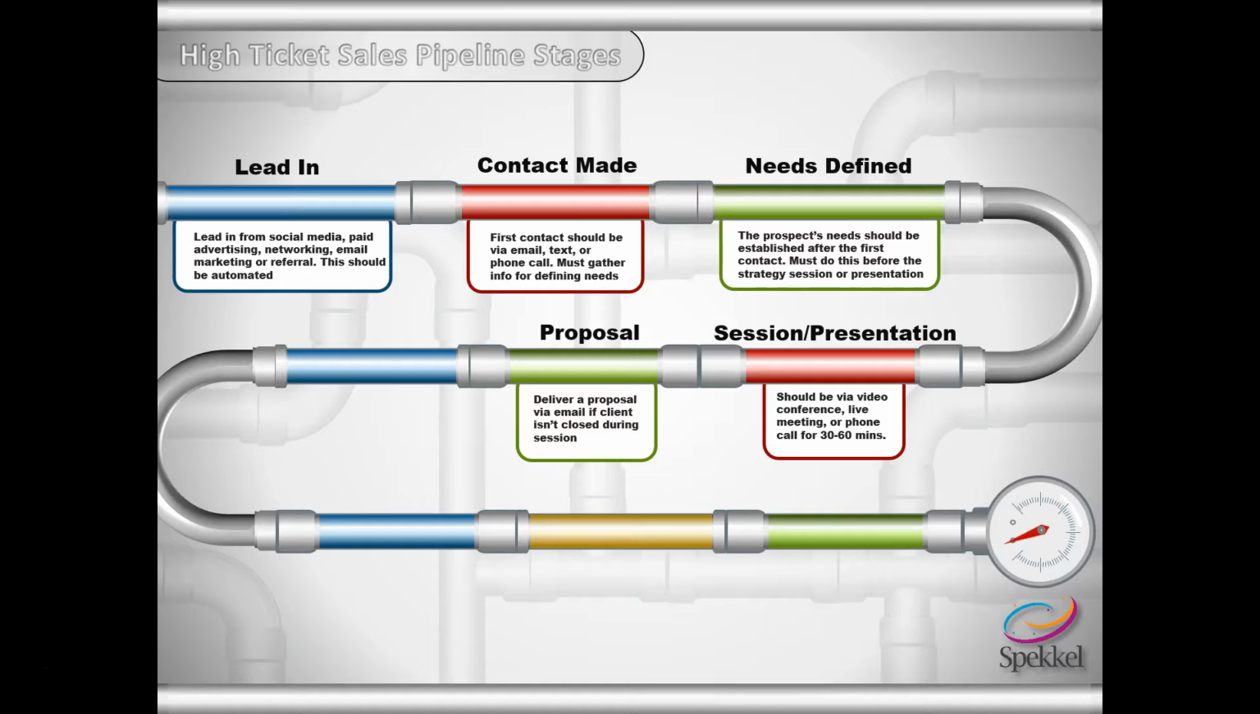Now, if you're in that strategy session, you do a presentation, you get to the end and they say, okay, I want to sign up. Then the proposal is really kind of a formality, but you definitely want to be able to deliver something that outlines what you are going to be giving this particular client or customer for the investment that they're going to make into your program. So you want to go into a proposal stage in your pipeline after the presentation or the strategy session. Then you want to get into negotiations.